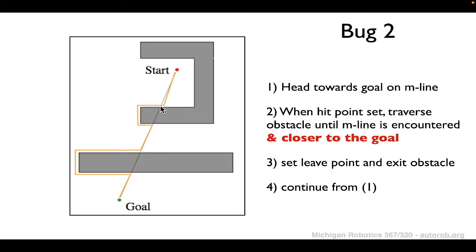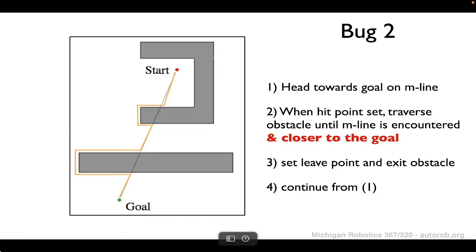So if we instead consider the exact same case that we looked at on the last slide, what would happen is the robot would start in its starting configuration, move towards the goal along the M line, hit the obstacle where my cursor is currently, and then turn left and begin heading around the obstacle. And once it reaches the M line above the start location, it would not decide to follow it in this case because it's not closer to the goal than it had been previously. So it's then going to continue traversing around the obstacle until it once again reaches the M line here, and it is closer to the goal location than it had been previously. So then it will choose to set a leave point and exit the obstacle, and then continue on.